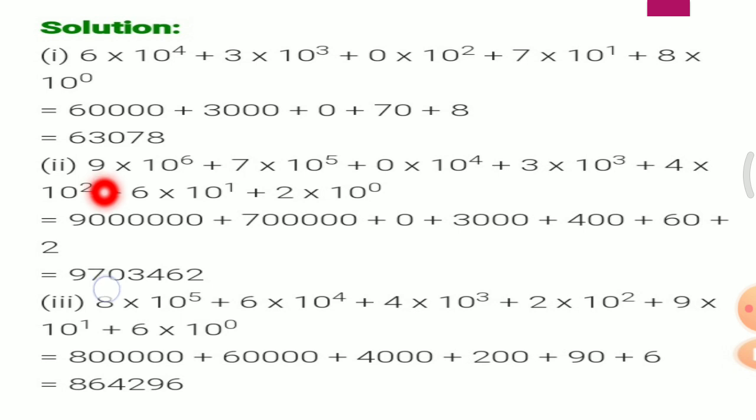Next: 9 multiplied by 10 to the power 6, plus 7 multiplied by 10 to the power 5, plus 0 multiplied by 10 to the power 4, plus 3 multiplied by 10 to the power 3, plus 4 multiplied by 10 to the power 2, plus 6 multiplied by 10 to the power 1, plus 2 multiplied by 10 to the power 0. So here you write 9 with 6 zeros, 7 with 5 zeros, 0, then 3, 4, 6, and 2. After that you write the answer: 97,03,462.